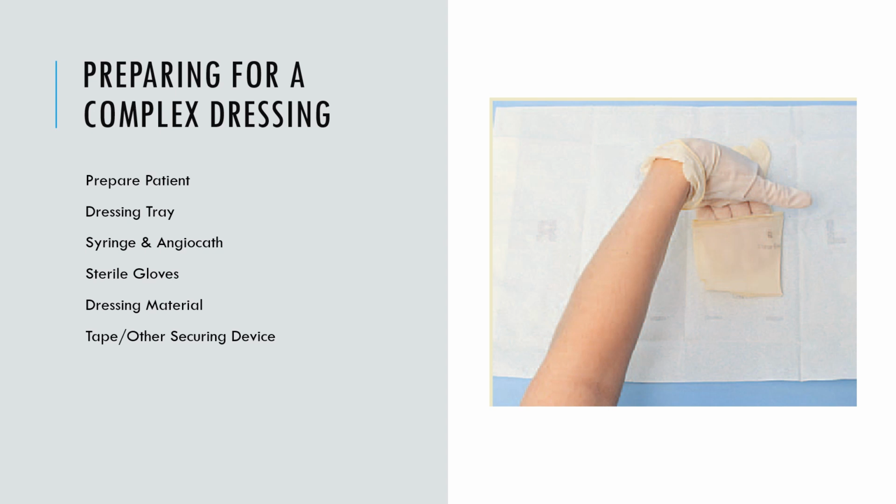The second is you need to gather supplies. It could be a dressing tray and gauze to clean. You might need a syringe or Angiocath if wound irrigation is ordered. You need sterile gloves and dressing material, like we talked about. You probably need Intrasite or some antimicrobial or alginate dressings. And then at the end, you need tape or any securing device. You can use Medipore, paper tape, or Montgomery ties, whichever securing device you will use based on the nursing assessment.